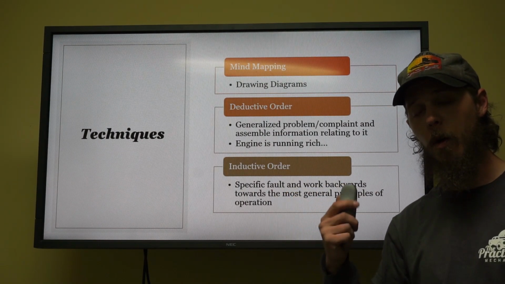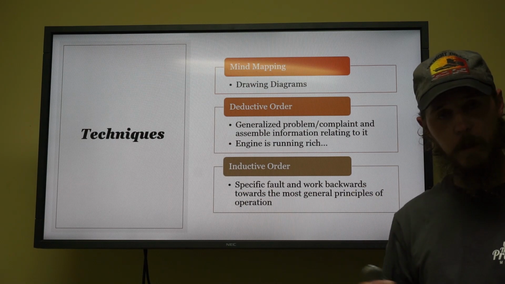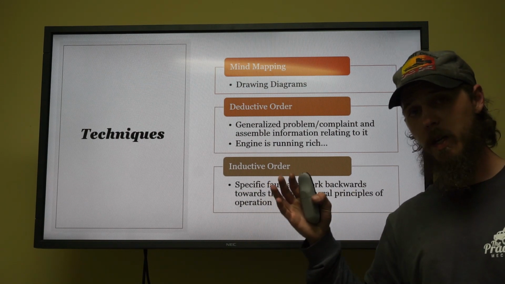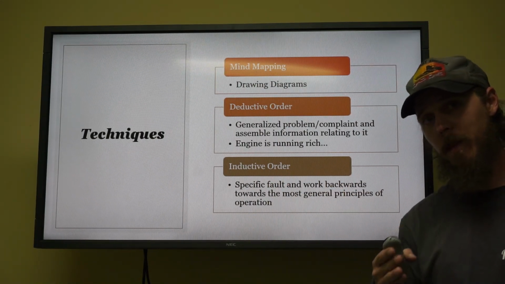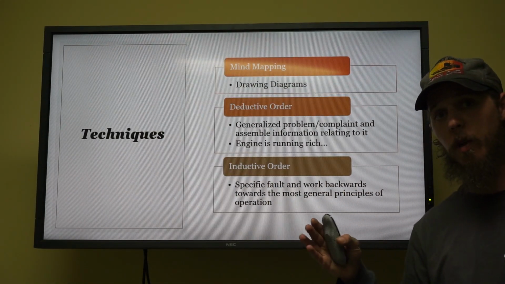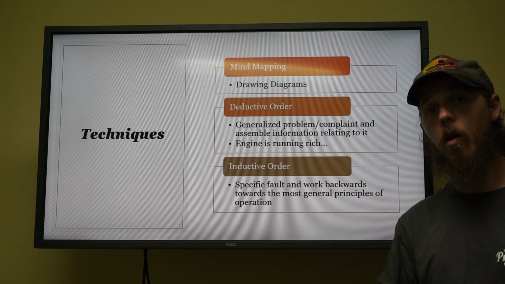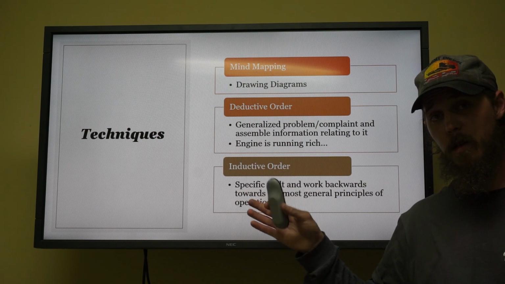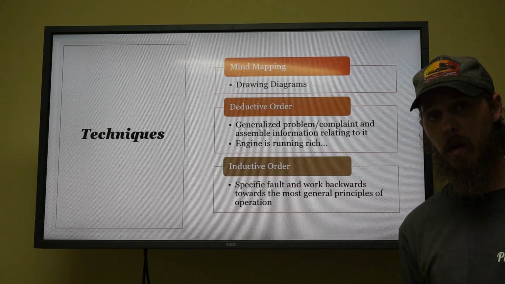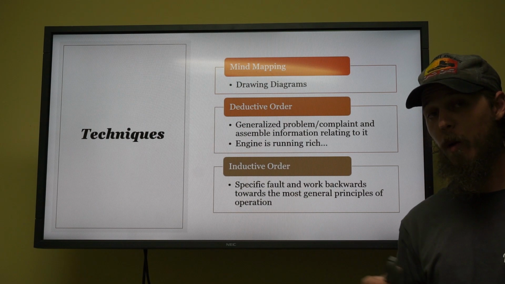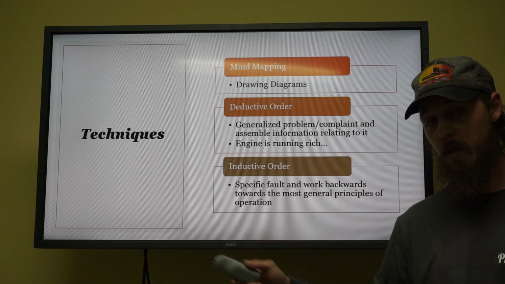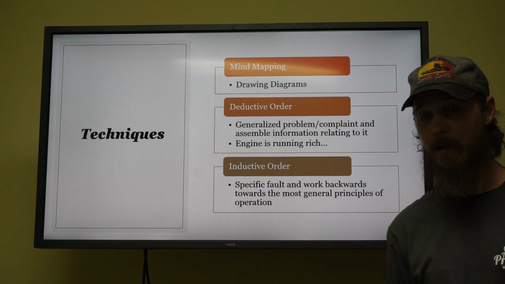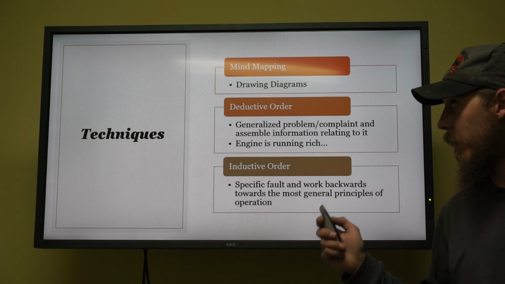Inductive order is the reverse. We start with a known failed component, a specific code, whatever it may be. We start with that specific fault, and then we work backwards, step by step, level by level, until we get to a point where we can make a call, make an effective diagnosis. Did another system prevent this from working properly and cause this code? Did another system fall down and create the failure within this part that caused the specific code or the specific failure? These are things we're looking at.